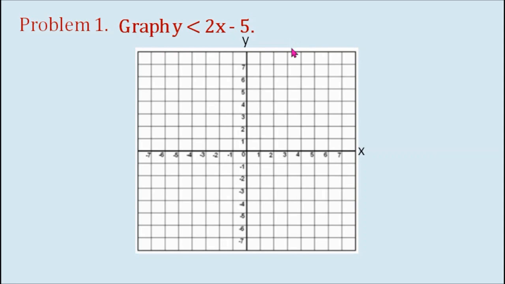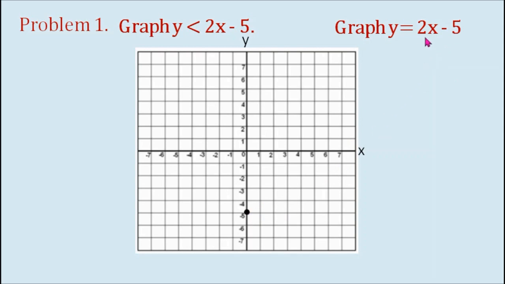The first thing that we are going to do here is to change this inequality sign to an equal sign and graph the line. So we are going to graph y equals 2x minus 5. Our equation is written in slope-intercept form. So we are going to start with negative 5, which is the y-intercept. So negative 5 is here.